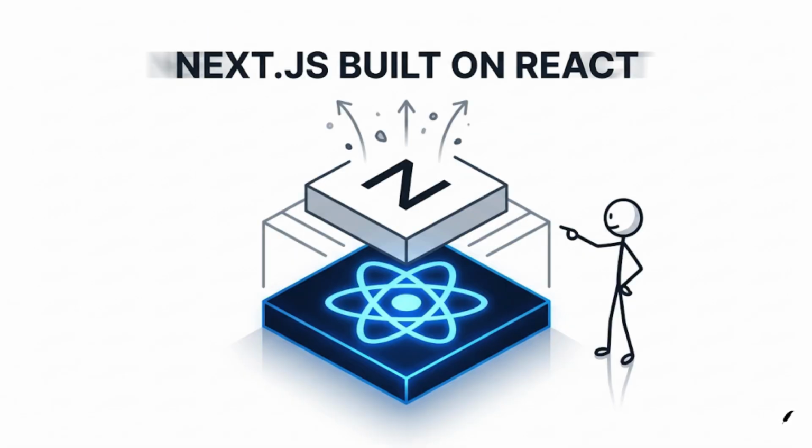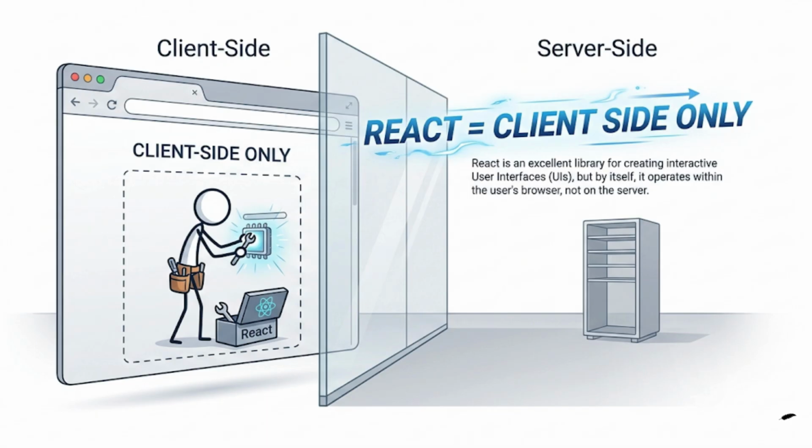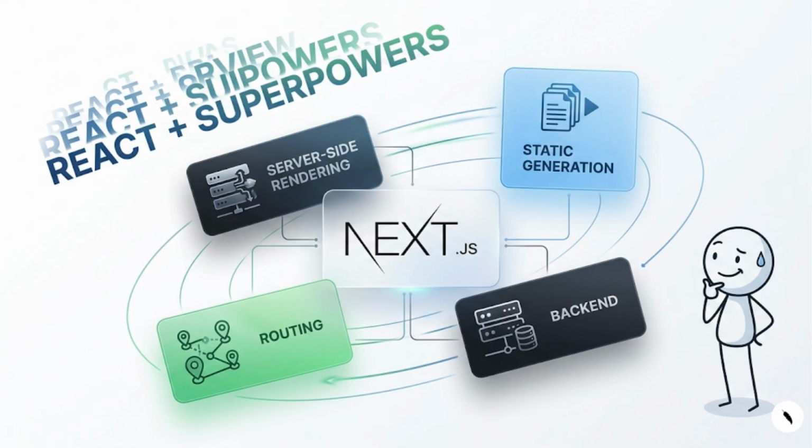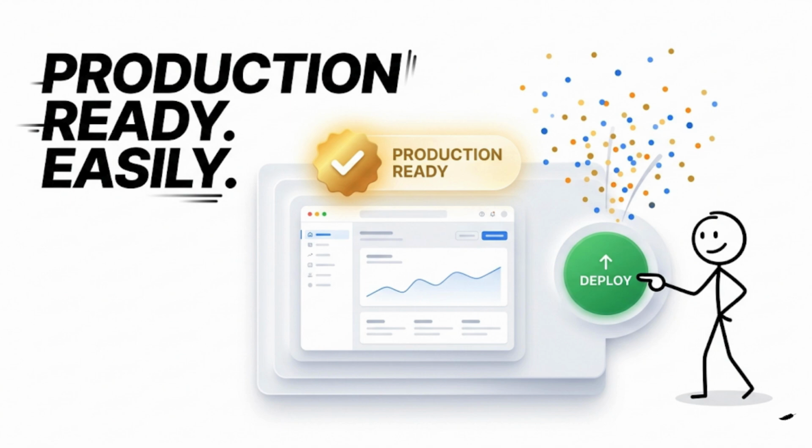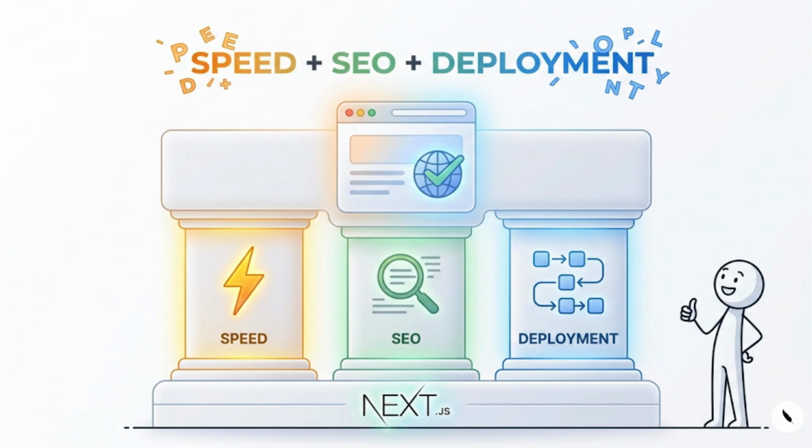Next.js is built on top of React. It became popular because React alone mainly handled client-side rendering. Next added features like server-side rendering, static generation, routing, and backend capabilities. What makes it different is that it helps build production-ready web applications more easily. It matters because many large websites need speed, SEO, and structured deployment.